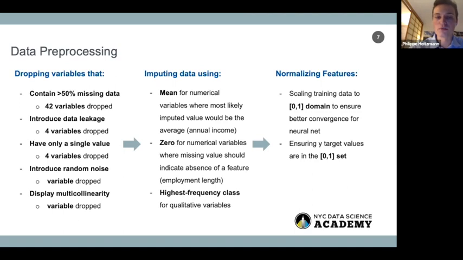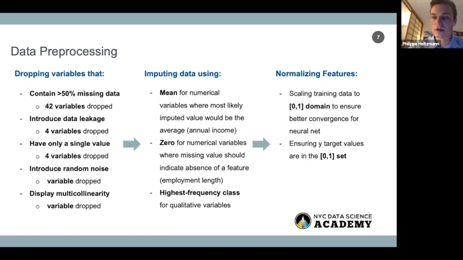For other variables, you would want to impute towards zero. For example, for employment length, where the absence of the feature should be interpreted as just meaning that the person doesn't have any work experience. And for other qualitative variables and categorical variables, you would want to use the highest frequency class to impute those variables. And the last part is sort of just normalizing features.